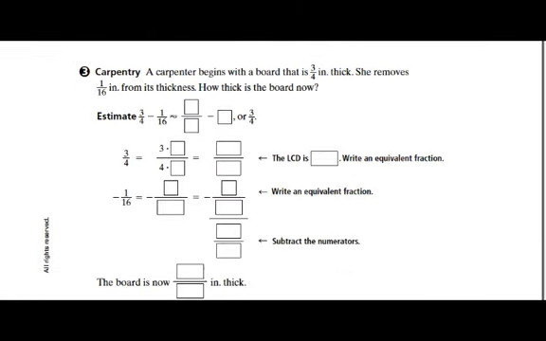Now we're going to take a look at a story problem. For example number 3. A carpenter begins with a board that is 3/4 inches thick. She removes 1/16 from its thickness. How thick is the board now? Mathematically, we're going to take 3/4 minus 1/16.